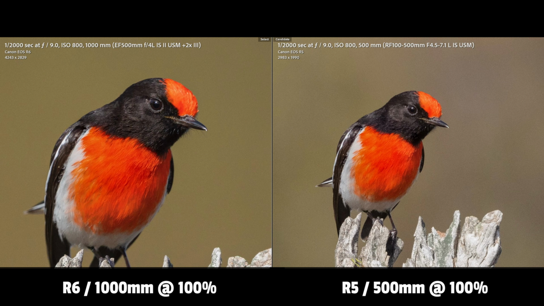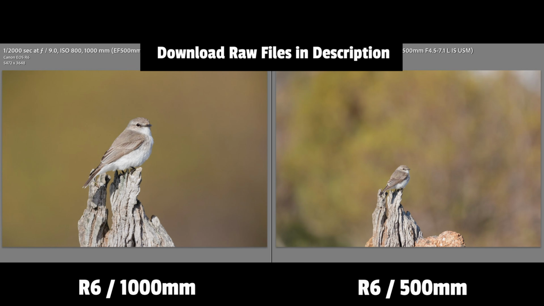And when we zoom into 100%, it shows just how well the R5 holds up. The noise difference is pretty minimal. Yep, the 1000mm has more detail, but so it should, because it's got 100% more reach. I think this just goes to show how impressive the R5 sensor is. Okay, what if we use the 20 megapixel R6? I've got a shot at 500 and a shot at 1000mm, both taken on the R6.